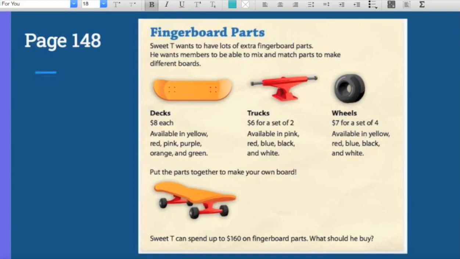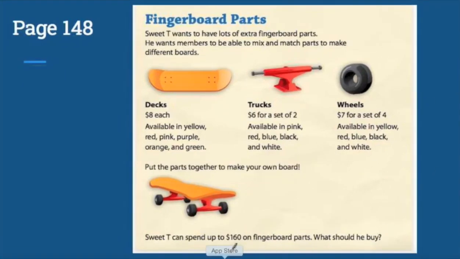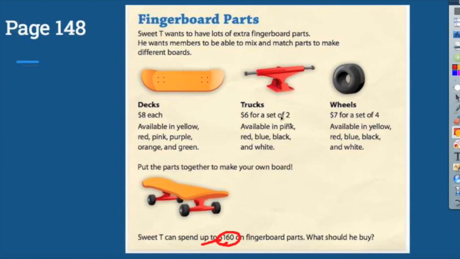Sweet Tea can spend up to $160 on fingerboard parts. What should he buy? So he can have up to 160. Go ahead and make sure you circle that, because that's going to be pretty important. And it says up to. Okay, this is going to be pretty important. $6 for a set of trucks, $7 for a set of 4 wheels, and $8 for a deck.